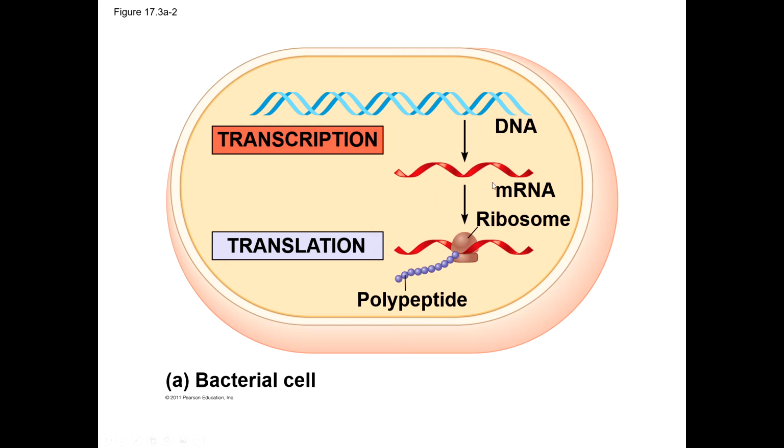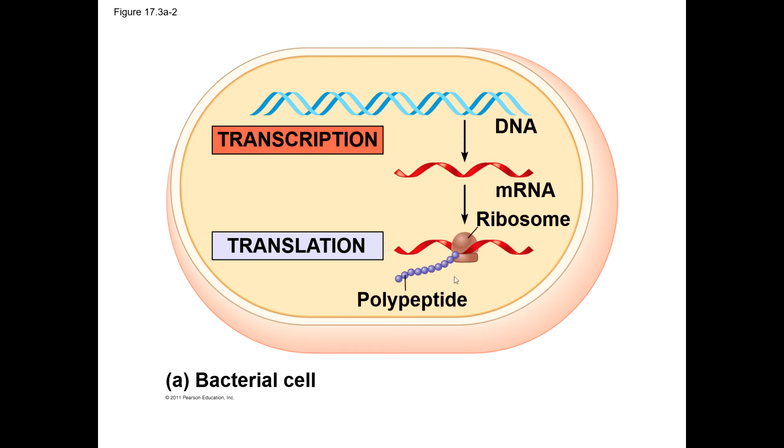In translation, we're going to take that code that messenger RNA has carried out to the ribosome, where it will work in order to bring up the correct amino acids. Remember, amino acids are the building blocks of proteins, bringing these amino acids up in order to make a polypeptide chain. What is a polypeptide? Remember, poly means many, peptide involved in peptide bonds, which join amino acids together. So a polypeptide chain, shown here as a beaded chain, these beads representing amino acids, is really just a protein.